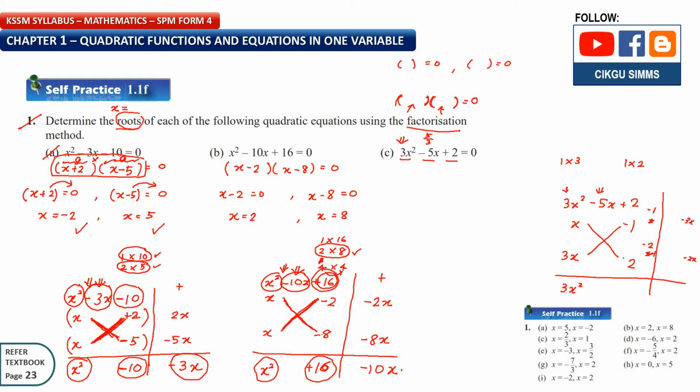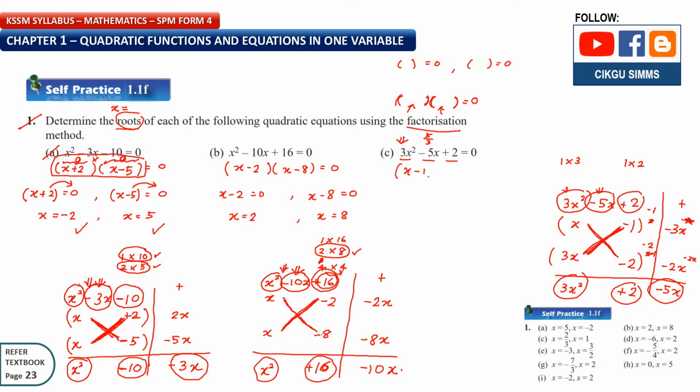Okay, and then I put a negative. So negative 1 times negative 2, you get positive 2. And then I check this line, negative 1 times 3x, you get negative 3x. And then I check the second line, negative 2 times x, you get negative 2x. And then you plus these two together, you get negative 5x. So you can check negative 5x is same as the middle, plus 2, 3x squared, positive 3x squared. Okay, so you can write the answer for the bracket.